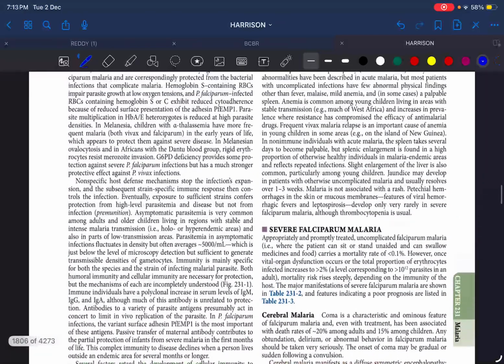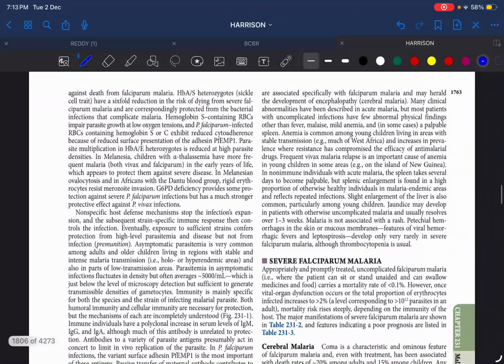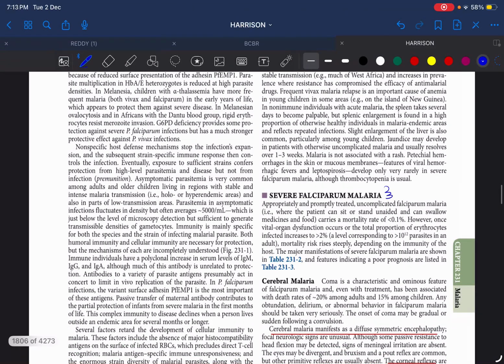Coming to the most deadly manifestation of Plasmodium falciparum malaria, that is called severe falciparum malaria. If we treat a patient promptly, immediately, clinically, the chance of survival is very, very high.